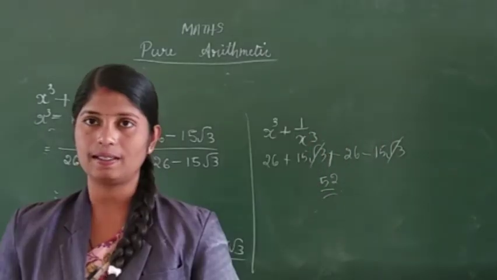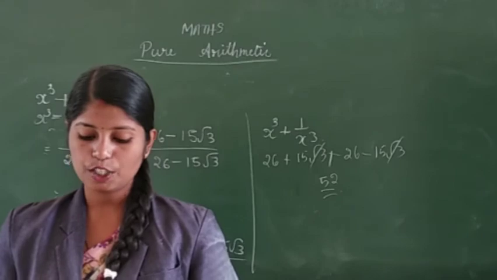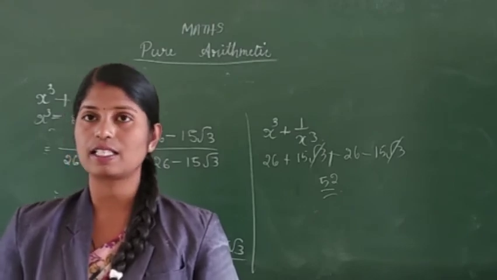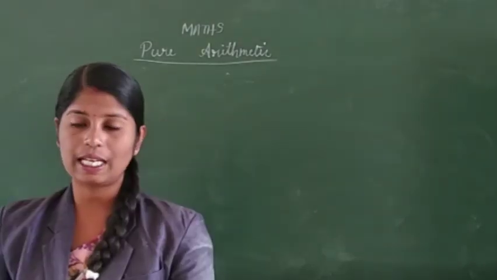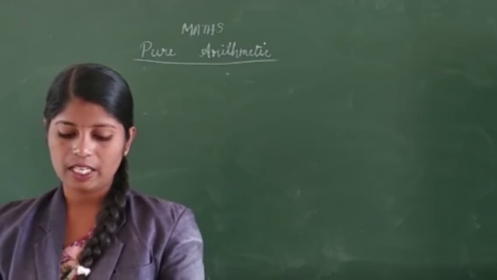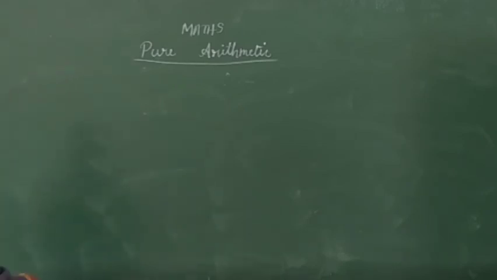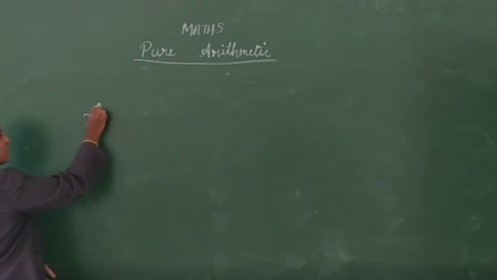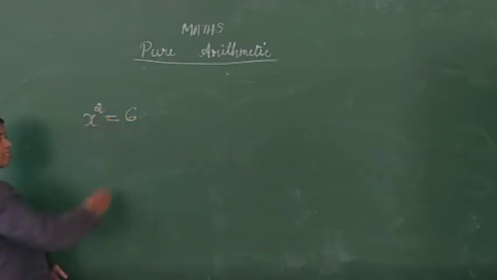Question number 10 in your textbook. Show that x is an irrational number if x square is equal to 6.